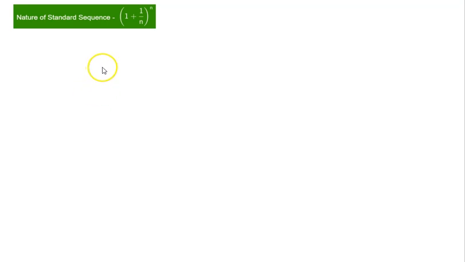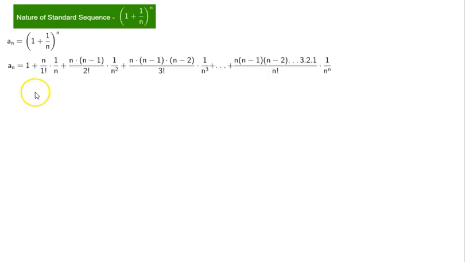In the next few sessions, we'll be looking at the nature of some standard sequences. So here we will look at the nature of the standard sequence (1 + 1/n)^n. So we have a_n = (1 + 1/n)^n. Let's expand it using the binomial theorem.